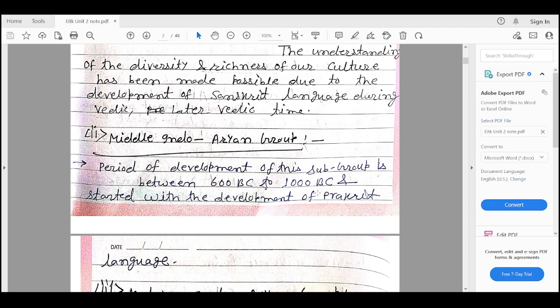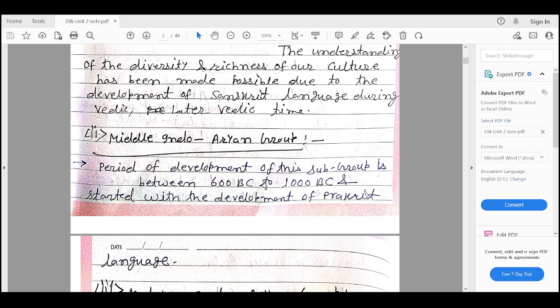Modern Indo-Aryan group: Hindi, Assamese, Bengali, Gujarati, Oriya, Maithili, Rajasthani, Sindhi, Urdu are part of the Modern Indo-Aryan group. So most of the Indian languages are part of the Indo-Aryan group. The languages under this subgroup developed gradually after 1000 AD. That is, the Modern Indo-Aryan group developed after 1000 AD.